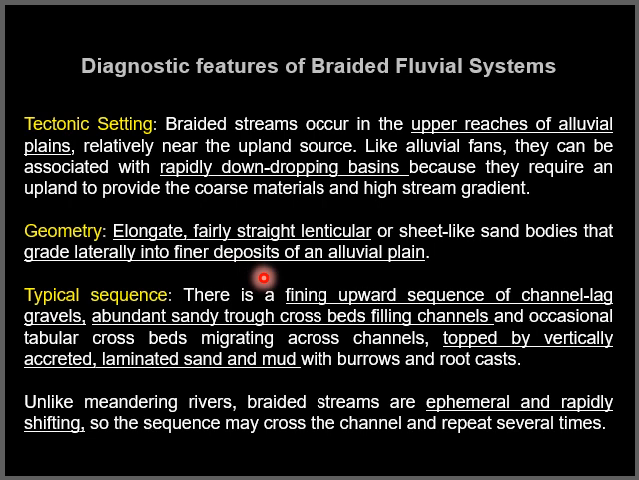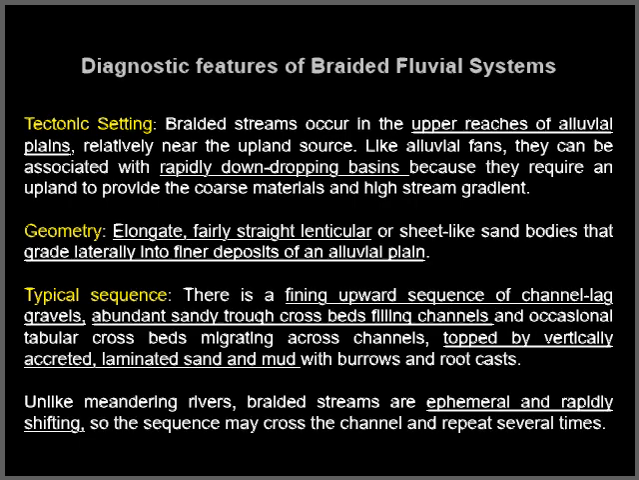You can find the typical sequence to be a fining upward sequence of channel lag gravels with a lot of trough cross-bedded sand deposits, and these are mostly filling the channels. And the sequence is topped by vertically accreted laminated sand and mud, including burrows and root casts. Unlike meandering rivers, braided streams are ephemeral and rapidly shifting.